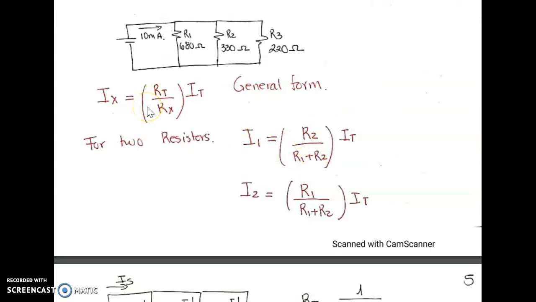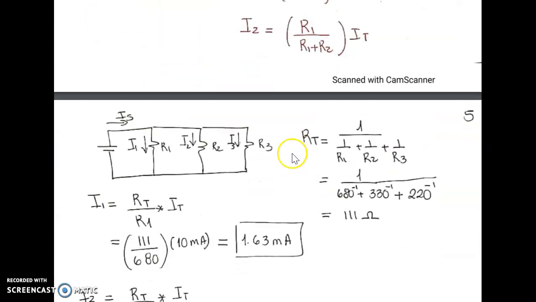This is the general formula, where we say that the R total is divided by the resistor that we are interested in, multiplied by the total current. That will give us the current that we are interested in. If we have only two branches, then it will be the opposite resistor over the sum of the two resistors times the total current going into those two branches. In this case we have three branches, so we are going to use the general form.